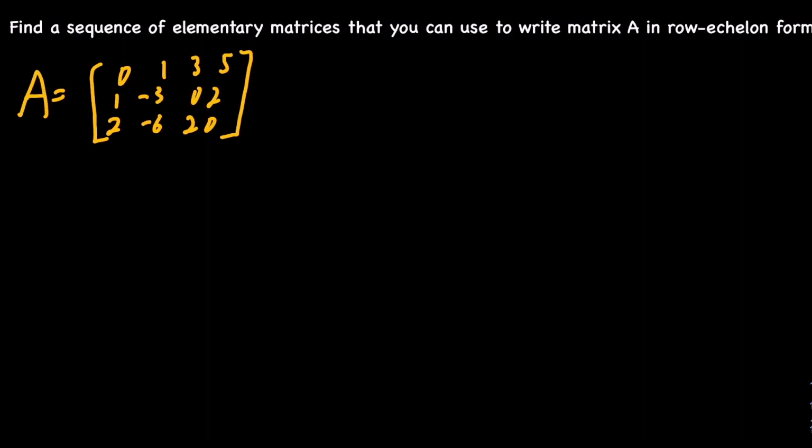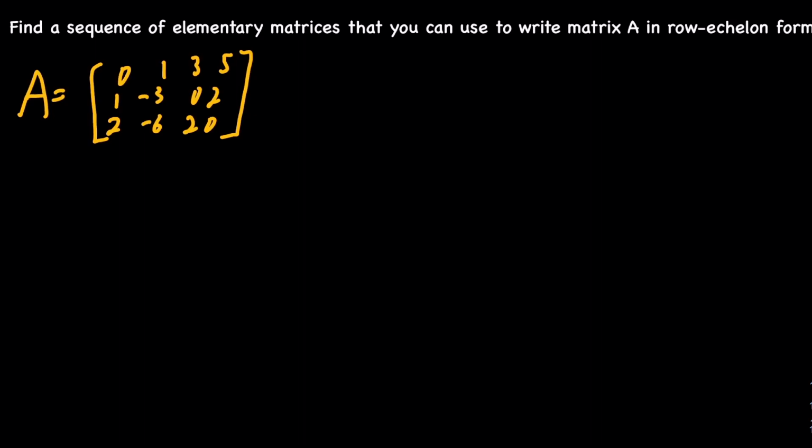Okay, so in this example, we'll be using elementary matrices in a more contemporary way. So we're given a 3x4 matrix, and we're tasked with finding a sequence of elementary matrices that produces the row echelon form of the given matrix A. What does this mean exactly? It means we're going to be grabbing multiple elementary matrices, and we're going to multiply them with the coefficient matrix A, and hopefully it gives us matrix A, but in row echelon form.